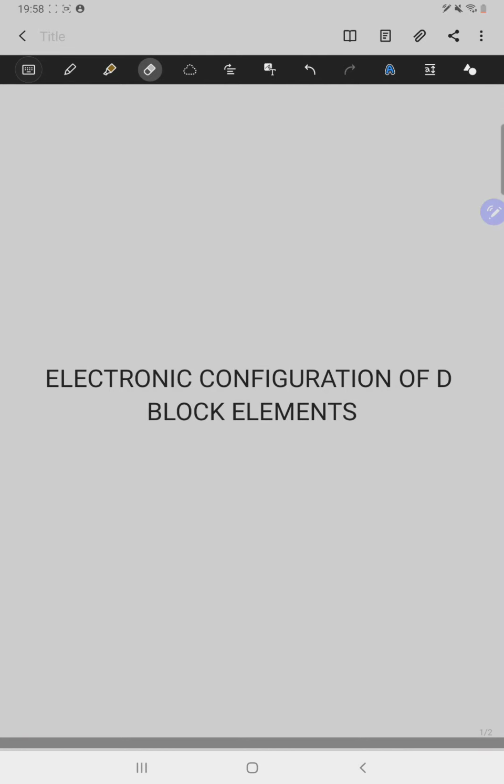Hi everyone, I'm going to go through how to find the electronic configuration of the D block elements. The only D block elements we will be concerned with are the first row of them, which is in the fourth row of the periodic table, and it is scandium over to zinc.